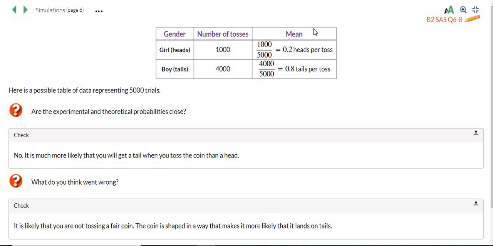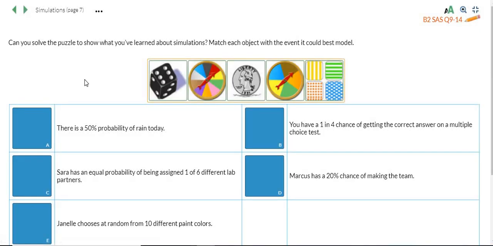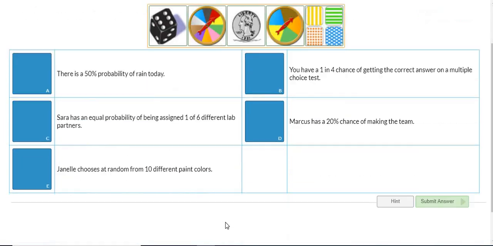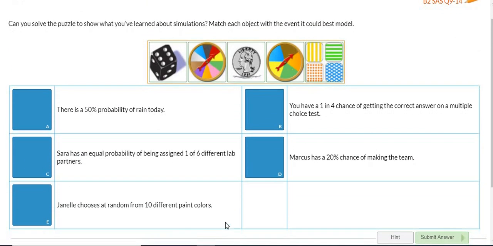Alrighty, moving on to 9 through 13. I'm pretty sure yours has pictures with letters underneath them, so you're writing the appropriate letter that matches. I want you to pause the video and write what you think the answers are for this scenario, and then we'll go over them.